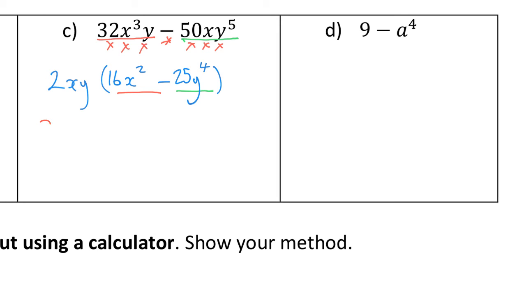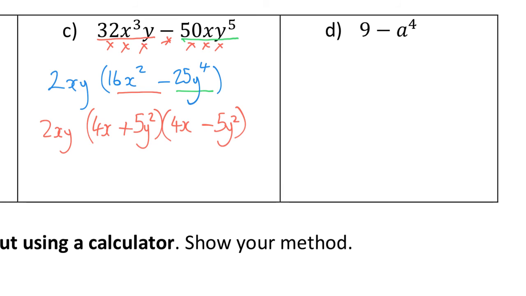So what we'll have is 2xy outside the bracket still. We'll have two brackets multiplied by each other. The first term is going to be the square root of 16x squared, so that's 4x. We've got a plus and a minus. And then the square root of 25y to the 4 is 5y squared. So we get 2xy times 4x plus 5y squared and 4x minus 5y squared.